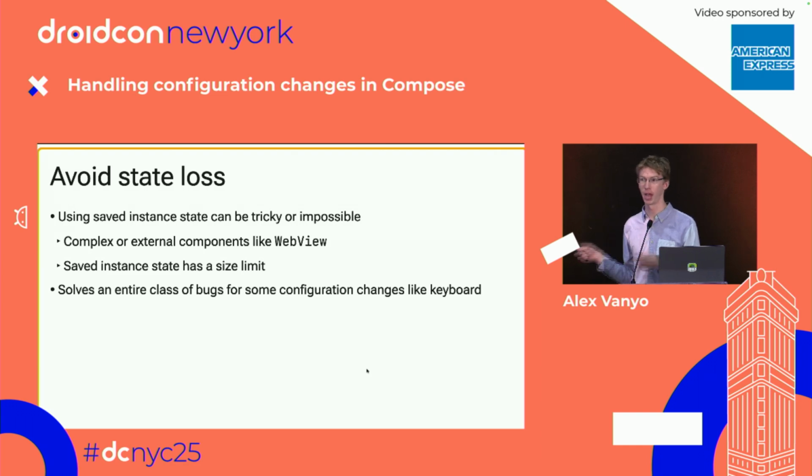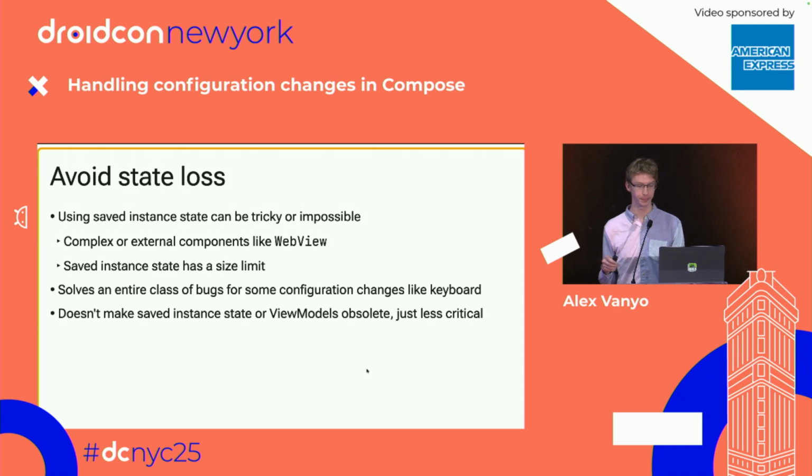Something like keyboard, I suspect most apps aren't actually caring about this at all. You're not having different UI based on whether a hardware keyboard's attached or not. So one like this might be a really easy one to just opt out of recreation for, and boom, that class of bugs is gone. Connecting or disconnecting a hardware keyboard suddenly doesn't recreate your entire UI.